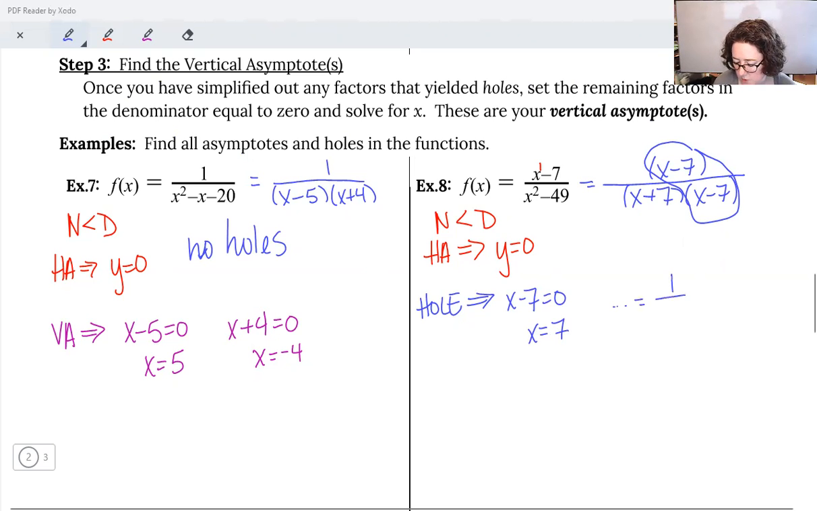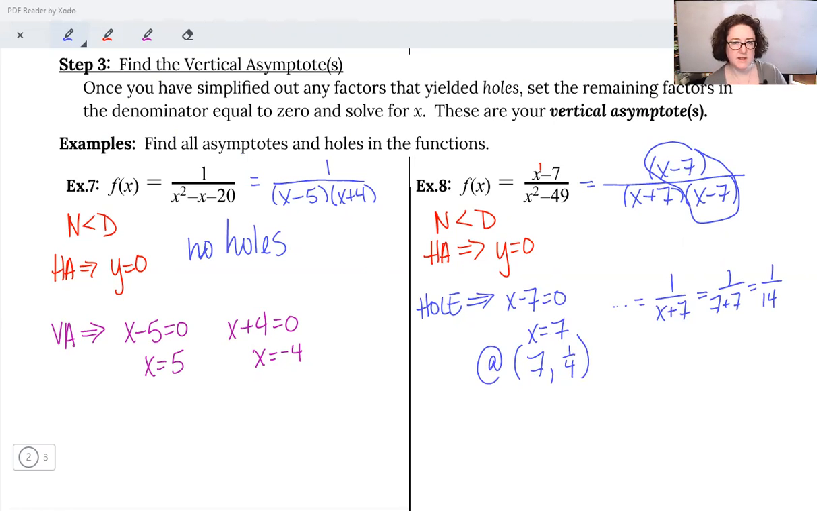Again, we're left with 1 over x plus 7. So plug in a positive 7 and we get 1 over 14. So our hole is going to be at (7, 1/14). So over 7, but really, really close to that x-axis.